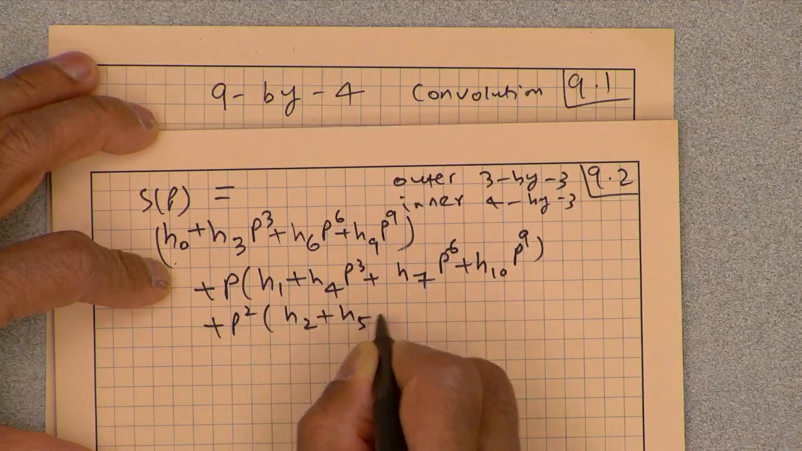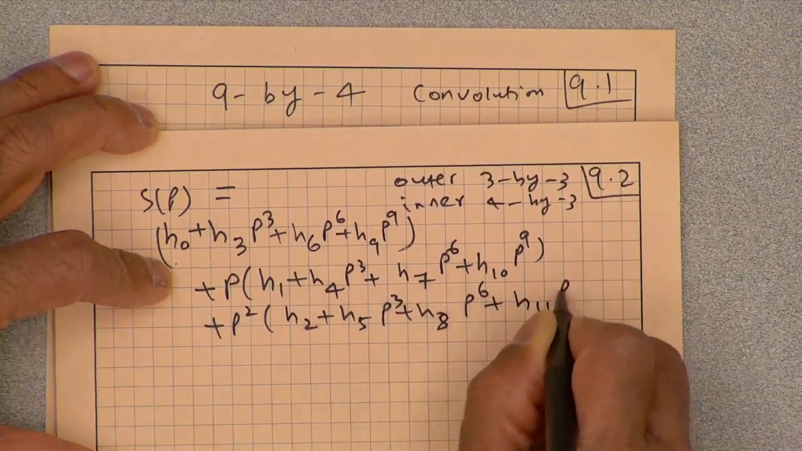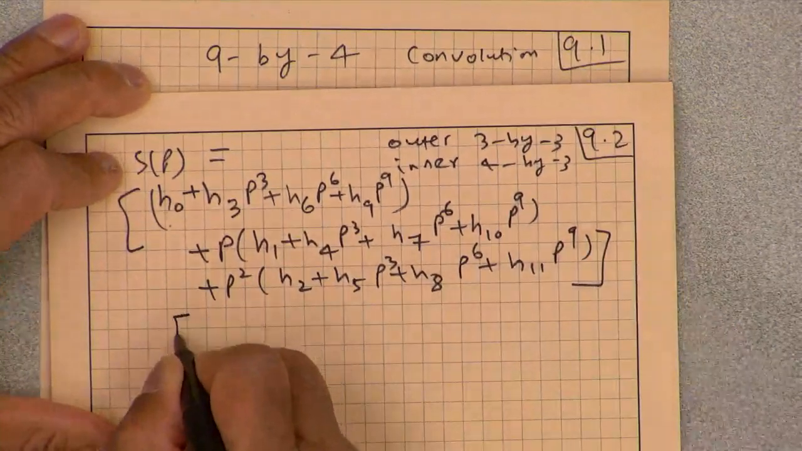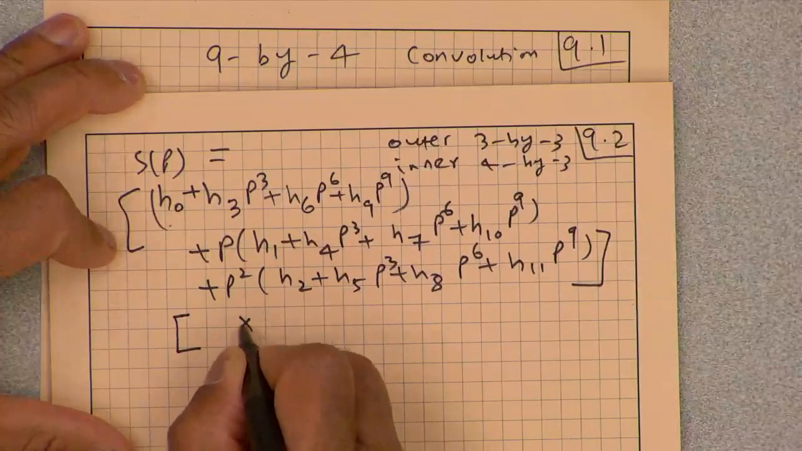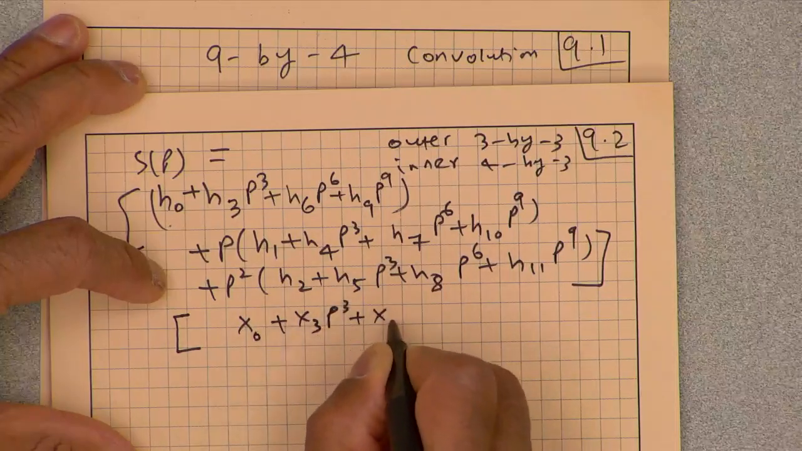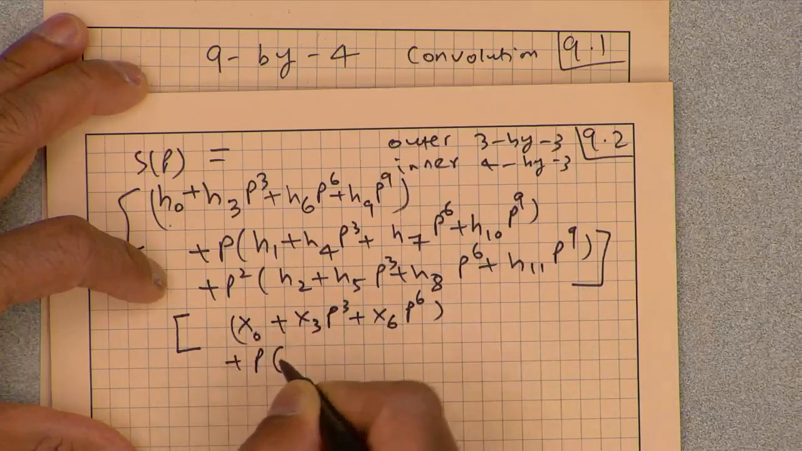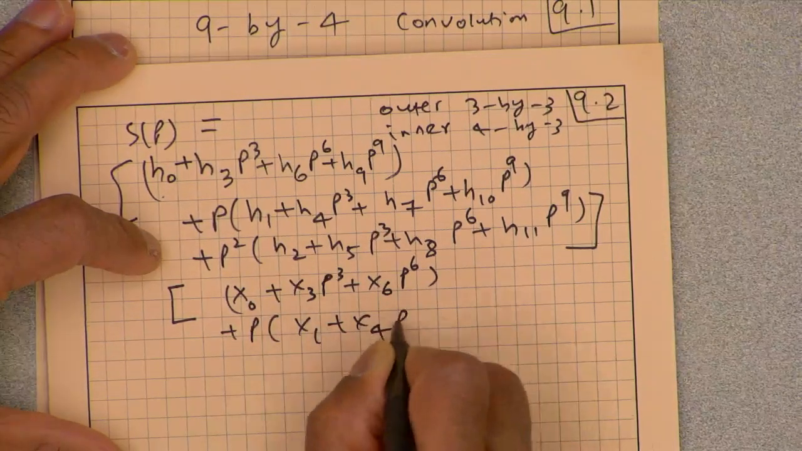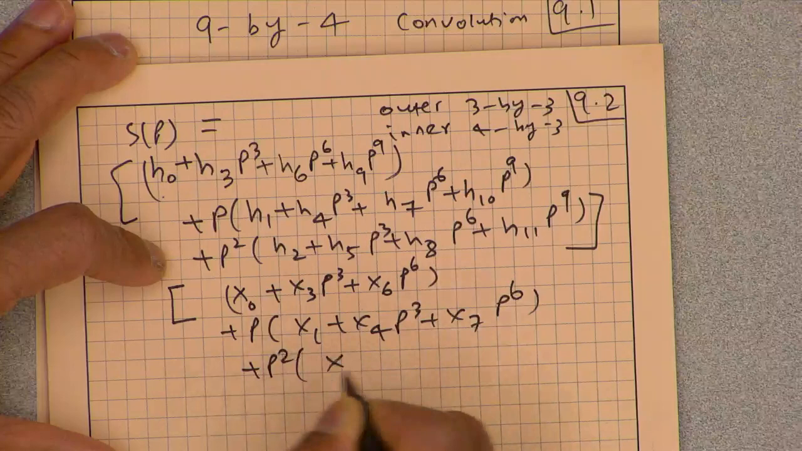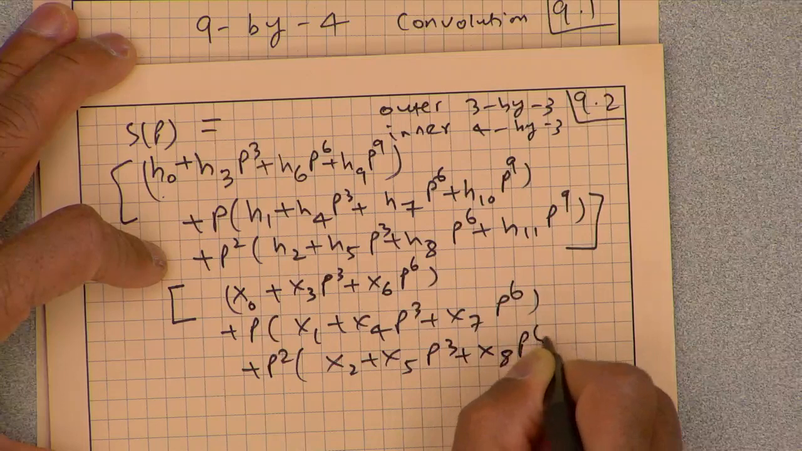2 plus 3, 5 plus 3, 8 plus 3, 11. Okay, so now we have taken care of all of H terms times X terms: X0 plus X3P cube plus X6P to power 6, plus P times X1 plus X4P cube plus X7P to power 6, plus P squared times X2 plus X5P cube plus X8P to power 6.